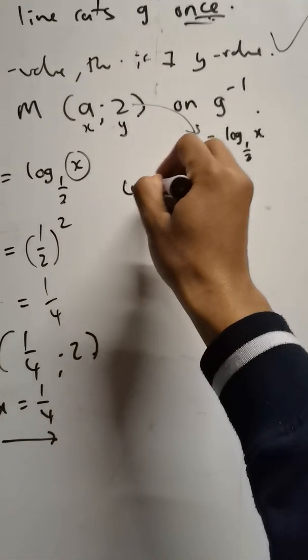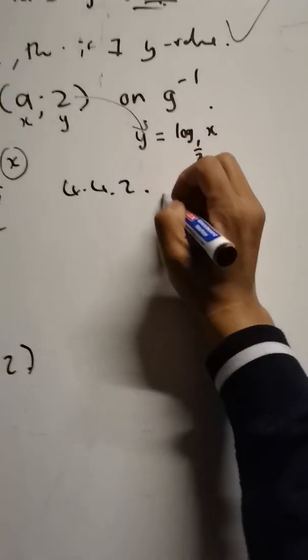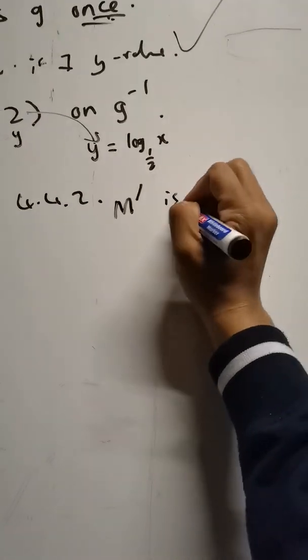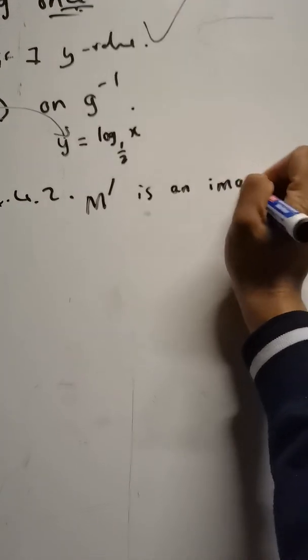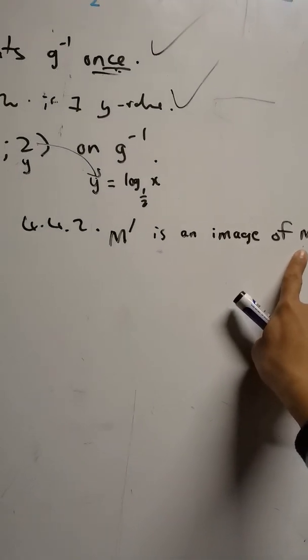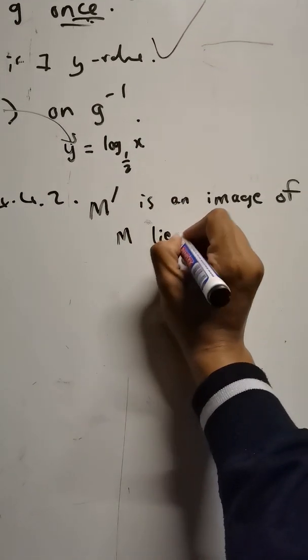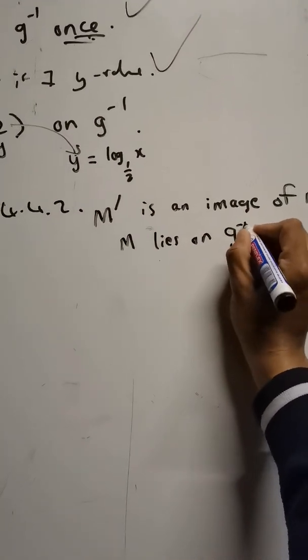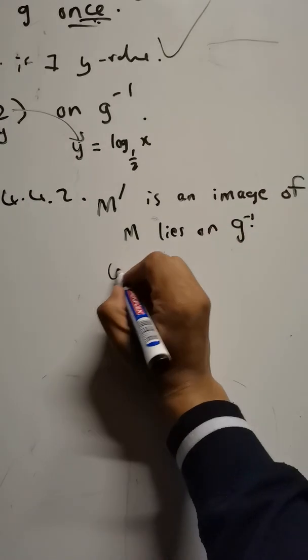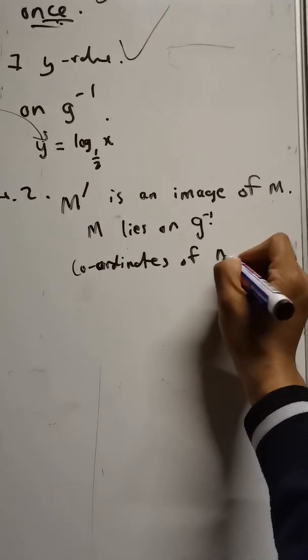Now 4.4.2, what do they ask us? They say that M dash is an image of M, and they say M lies on g to the negative 1. Then they ask, what are the coordinates of M dash? So how do we approach this particular question?